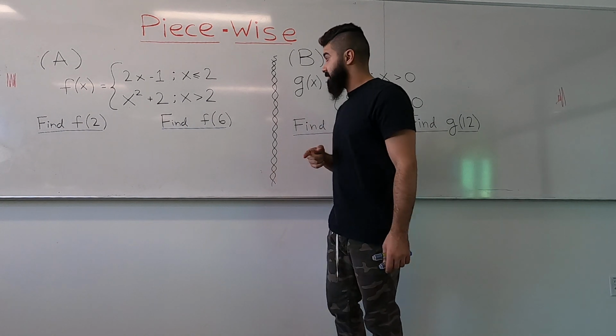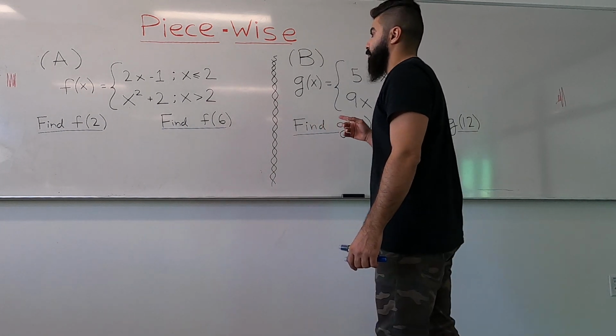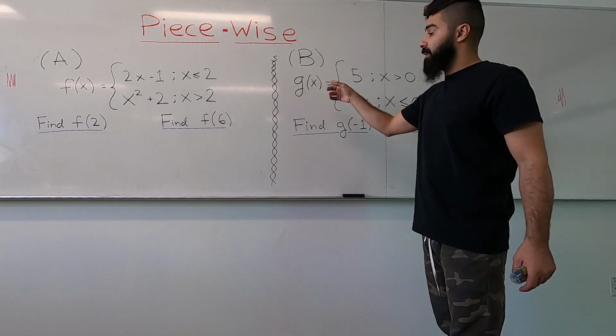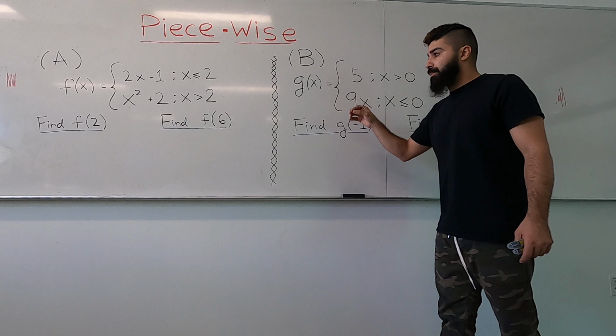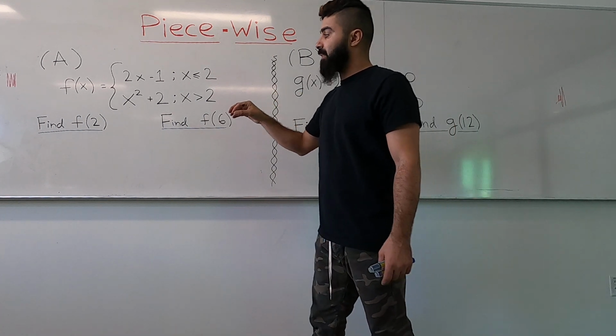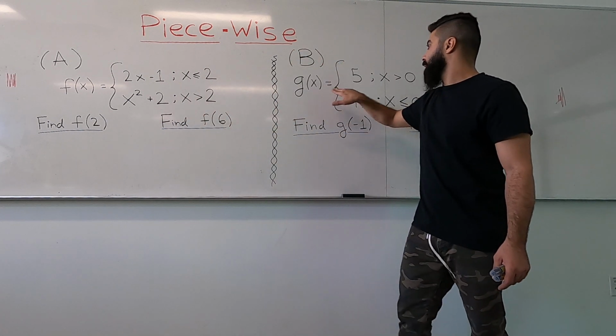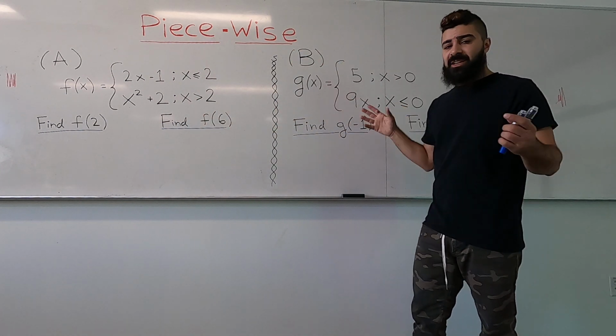Piecewise linear functions, that is. So I have two examples up on the board. Example A with the f of x defined and example B with g of x defined. Now piecewise functions, when you want to evaluate them, you always want to look at what's to the right of the semicolon before you plug anything in. Let's just get right into it.